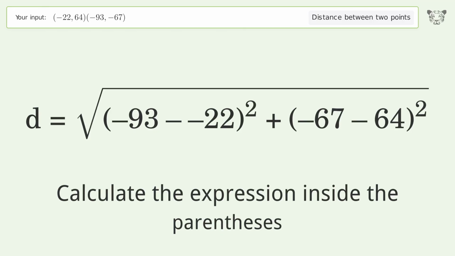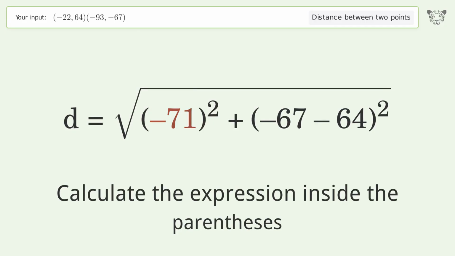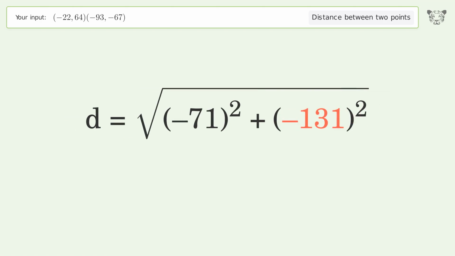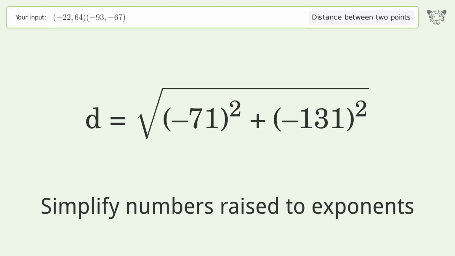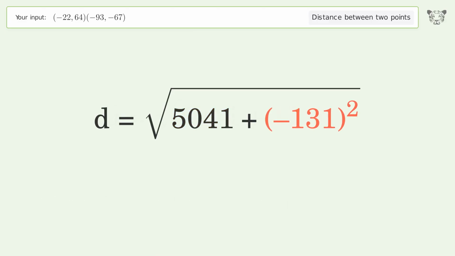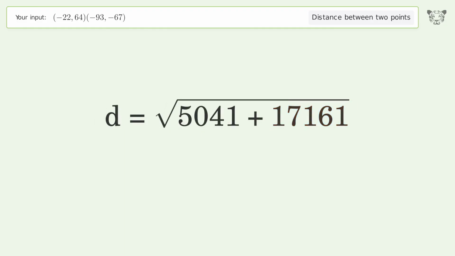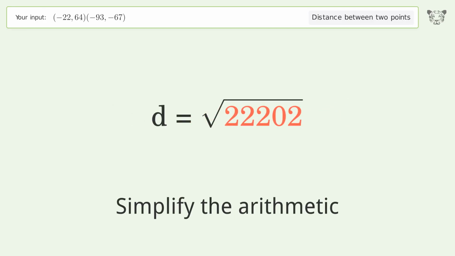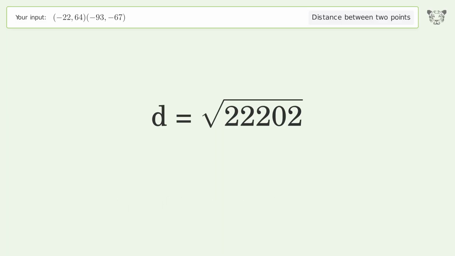Calculate the expression inside the parentheses. Simplify numbers raised to exponents. Simplify the arithmetic. And so the distance between the 2 points is the square root of 22,202, or 149.003.